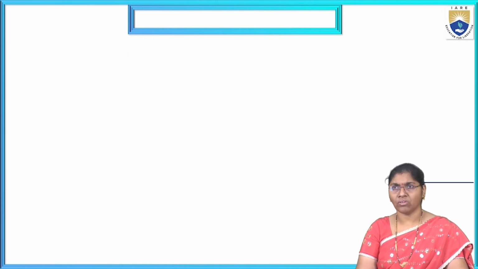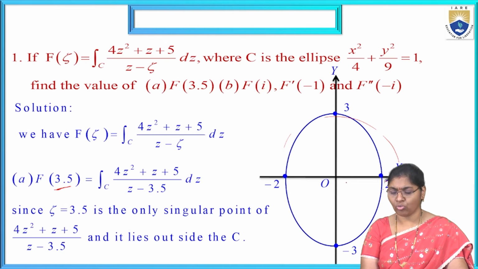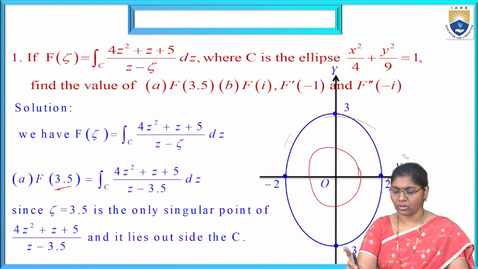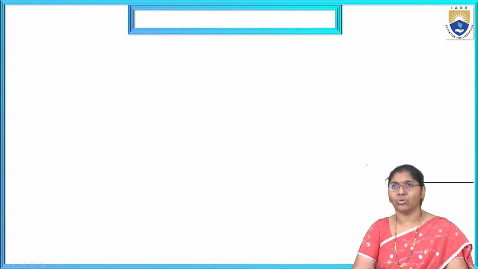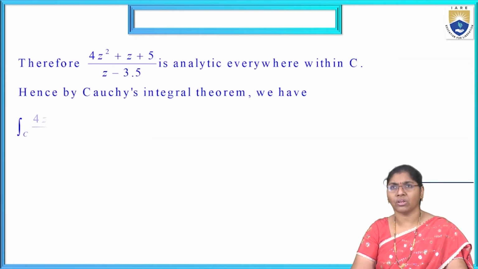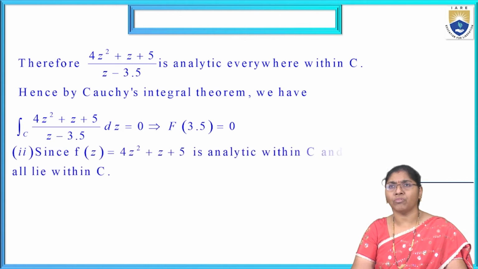The given ellipse extends from −2 to 2, and the z value is 3.5, which lies outside the ellipse. If it were inside, it would not be valid this way. So the integral is totally 0, and Cauchy's theorem is satisfied. f of 3.5 is 0.